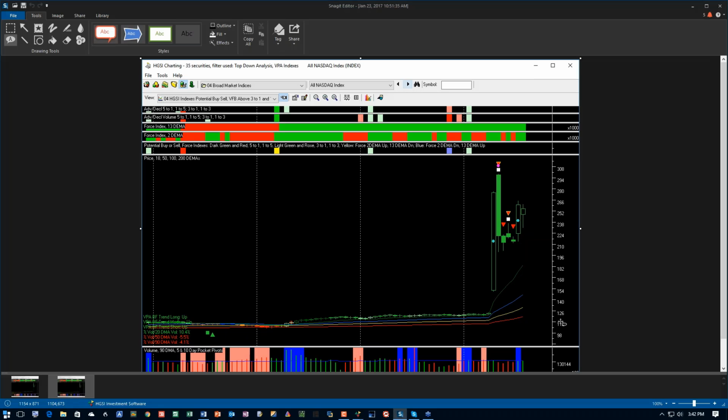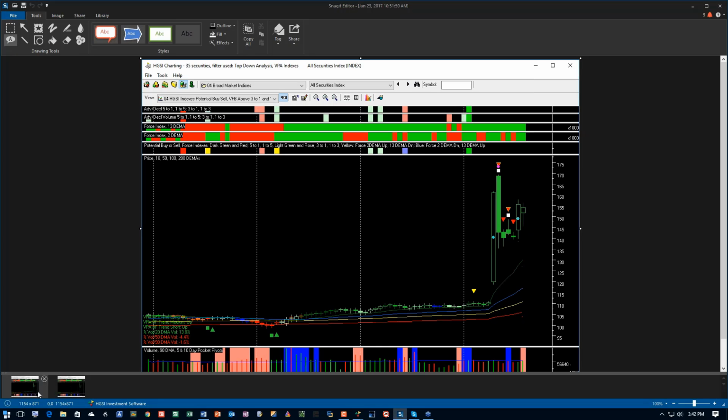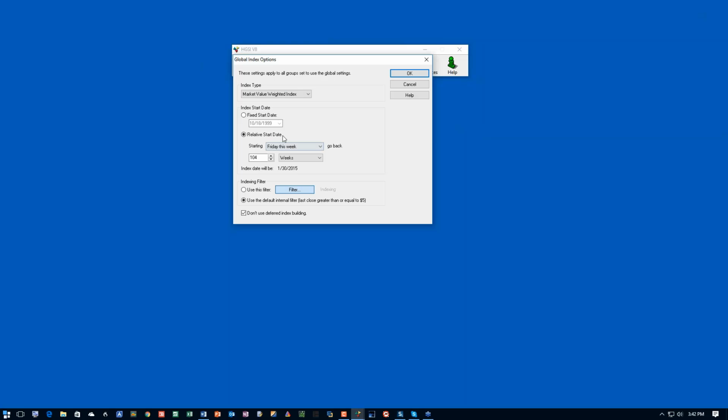This is a chart from today using equal dollar weighted in the all NASDAQ index. Here is one from the all securities index. When we use equal dollar weighting, if there's a few stocks in there that are messed up, it screws up these charts, and I don't like that. I use these charts for market analysis. So by switching to market value weighted, that eliminates that problem.